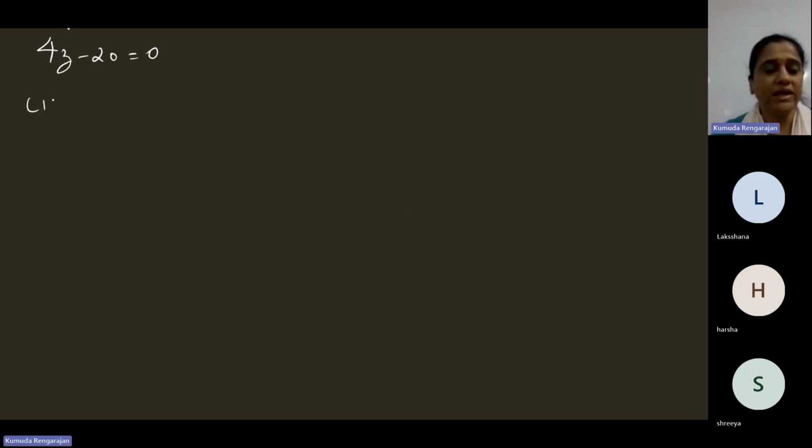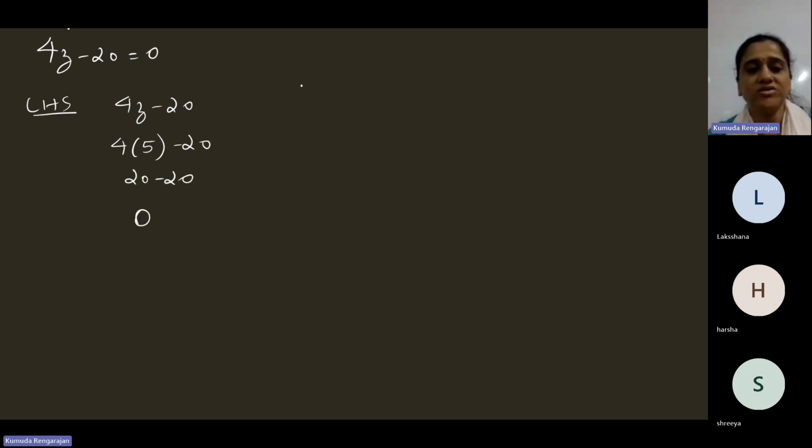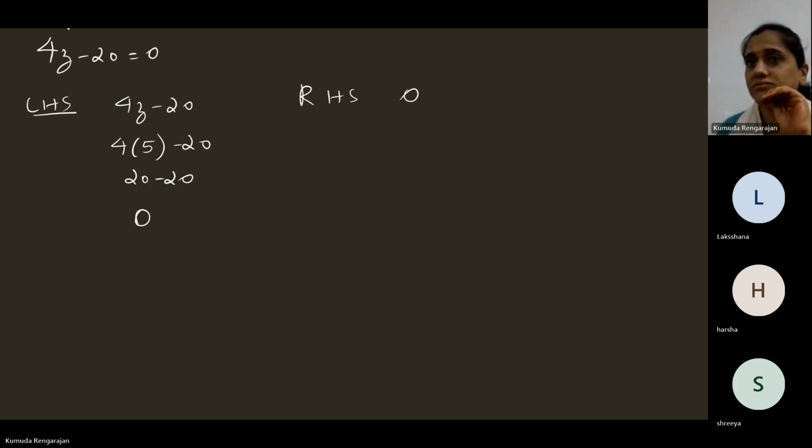Okay. When you take the LHS, 4z minus 20, and in place of z, when you use 5, what do you get? 0. What's the RHS? 0. So LHS is equal to RHS. So 5 is the only value that can satisfy this equation, that can make the LHS and the RHS of the equation equal.